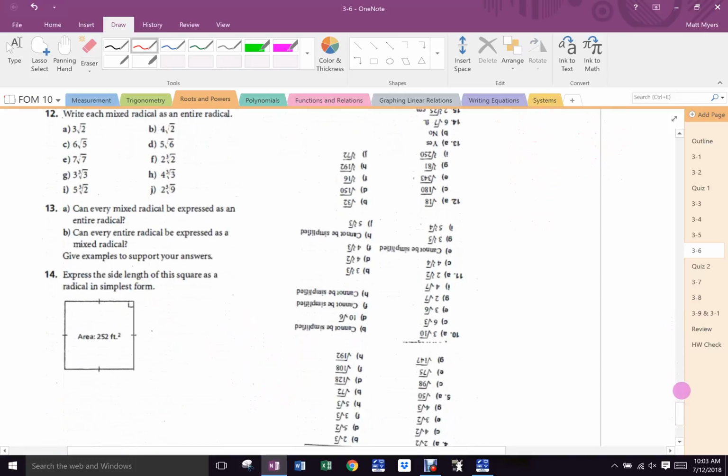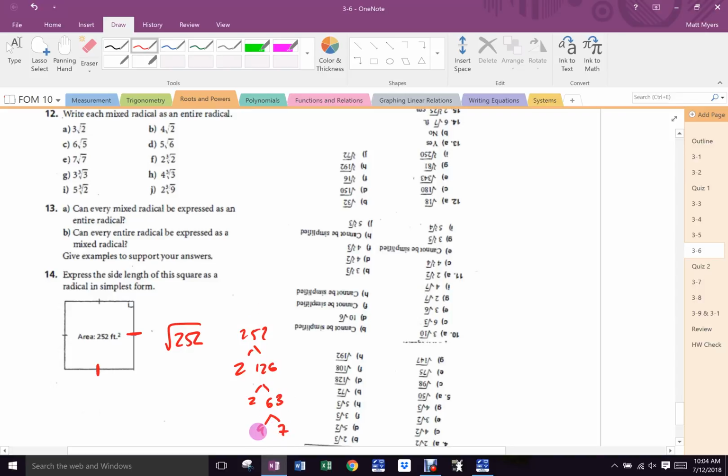Yes? Okay. So, if this is a square, what do you know about the sides? They're the same. And they must be the square root of 252, correct? But 252 doesn't have a square root, so simplify it. 252 divides by 2 to get 126, yes? Then it divides by 2 again to get 63, yes? Then that is 9 and 7.